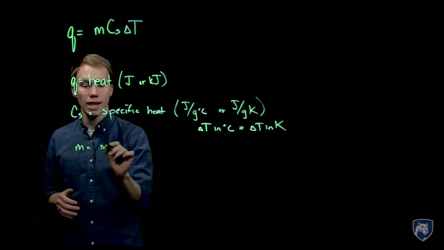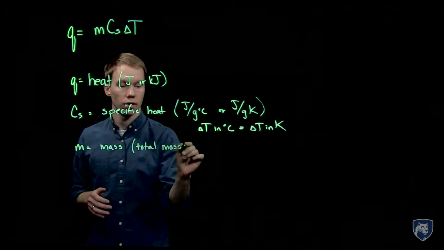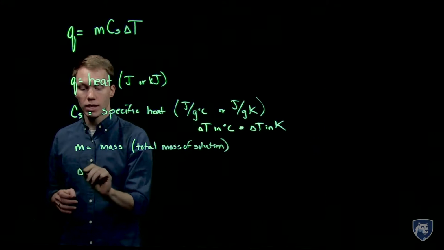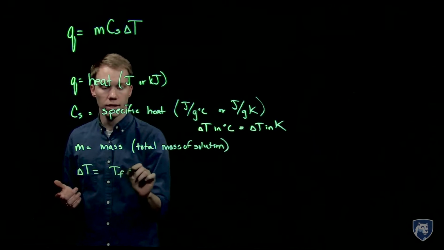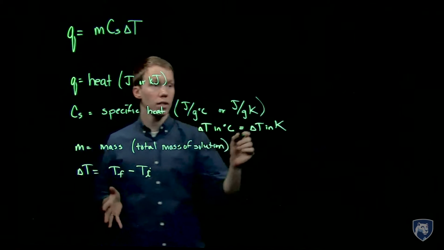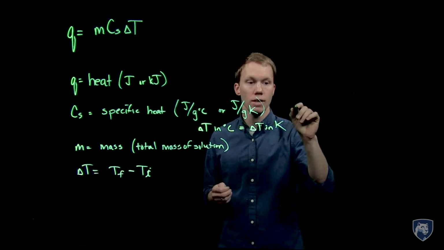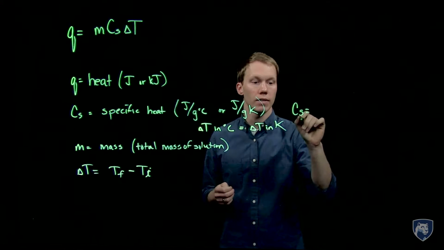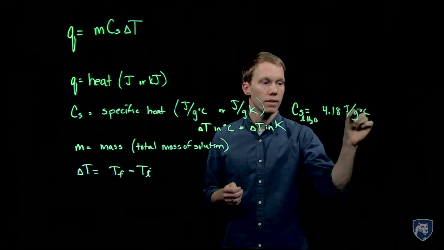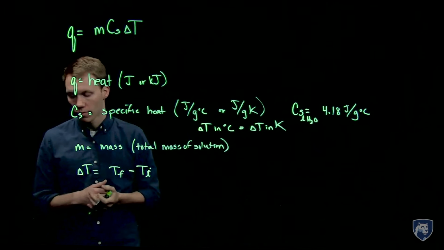M is the mass, and this is the total mass of solution. Right? And then delta T is the change in temperature, which can be calculated Tf minus Ti. And for water, the specific heat, which is most of the time the liquid that we're going to be dealing with, the specific heat for liquid water is 4.18 joules per gram degrees Celsius. Okay, so that's a number that would need to be provided for you for these types of problems.